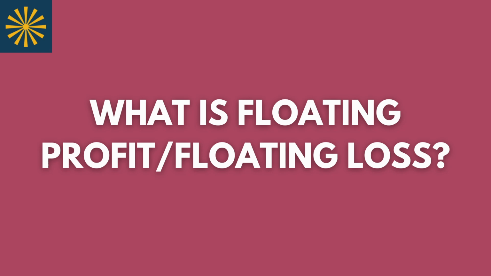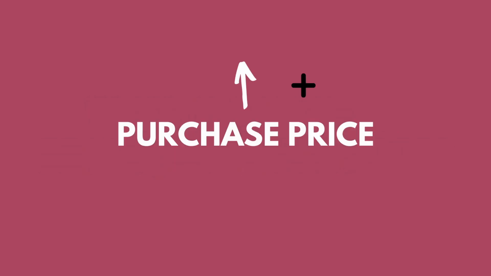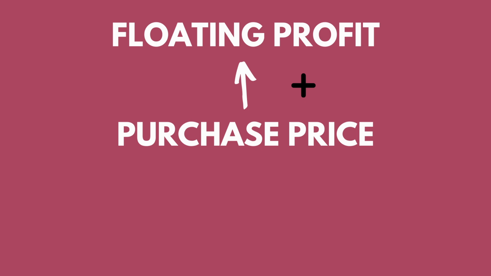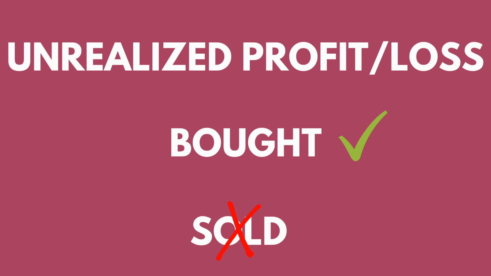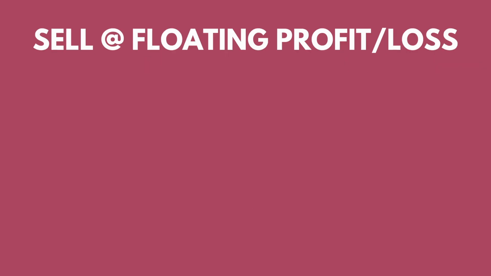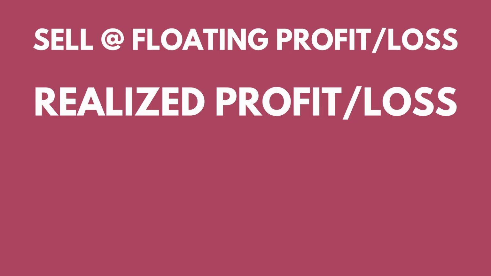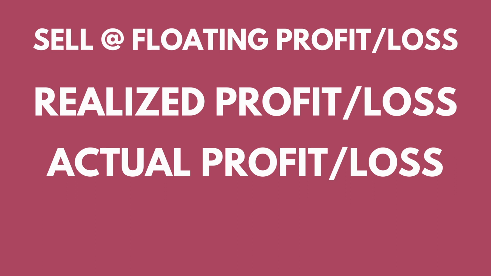Floating profit or floating loss is the change in the price of an asset from the price you bought. So when it goes up from your purchase price, it's called floating profit, and when it goes down, it's called floating loss. It's also known as unrealized profit or loss because you bought the asset but you haven't sold it yet. Once you sell at the particular floating profit or floating loss, then it's called realized profit or loss because that's the actual profit or loss which you incurred.